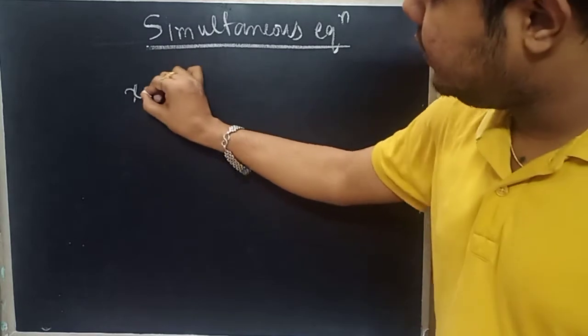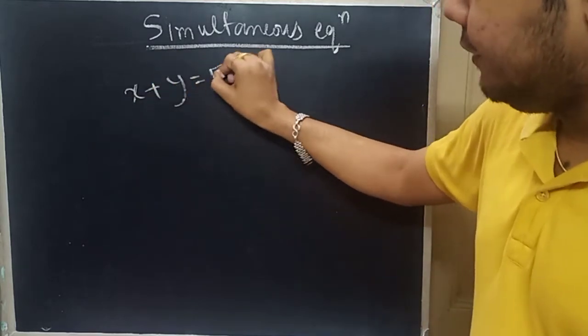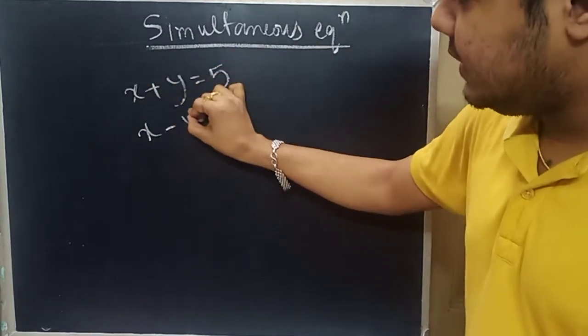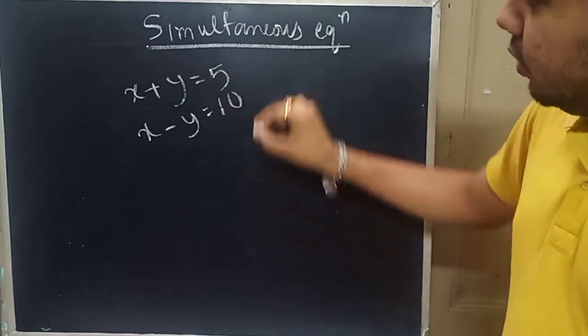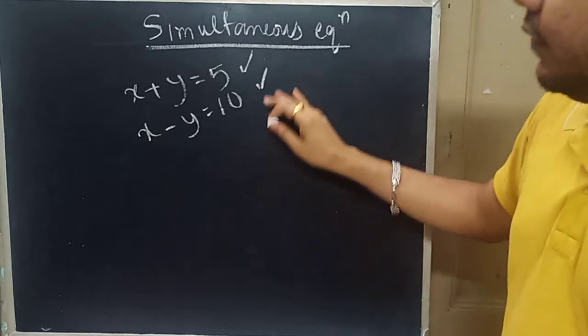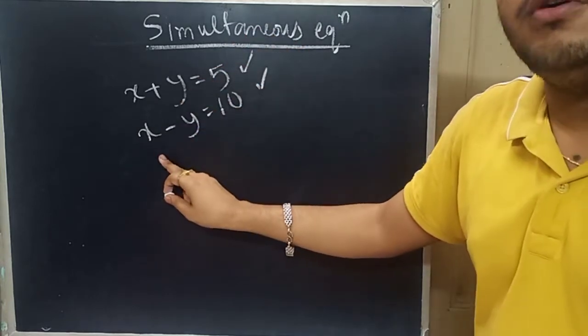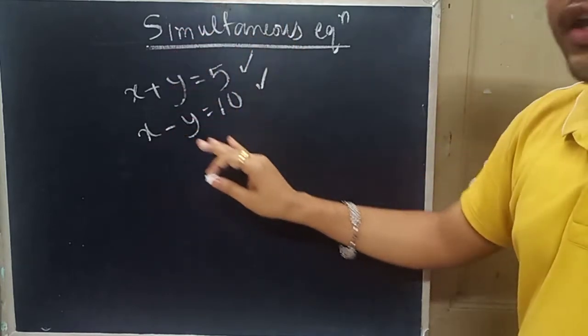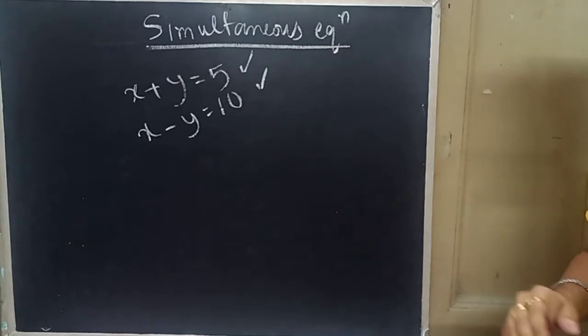Suppose we are given one equation x plus y is equal to 5 and another equation x minus y equal to 10. So we are given two sets of equations and we have to evaluate these two sets of equations to get the required value of x and y. Such kind of equation is called a simultaneous equation.